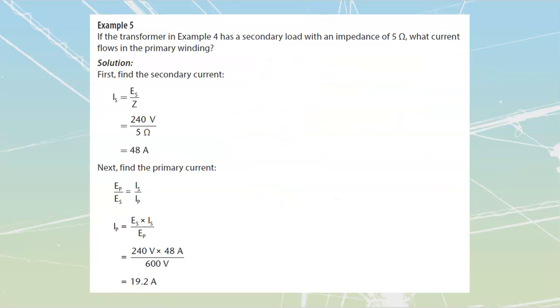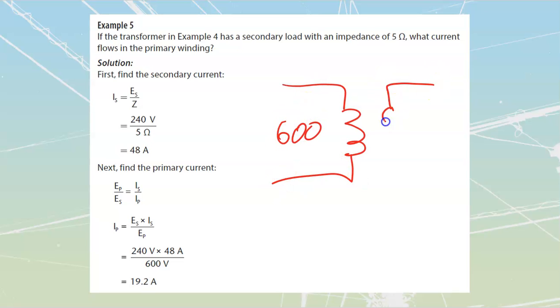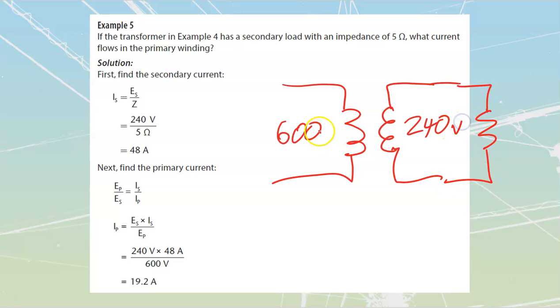All right. Example number 5. If the transformer in example 4 has a secondary load with an impedance of 5 ohms, what current would flow in my primary windings? So they're taking that same transformer that we just had over there, 600 volts primary, down to a 240 volt secondary. It's a step down application. They're taking off that original load. They're replacing it now with something that is going to be 5 ohms.